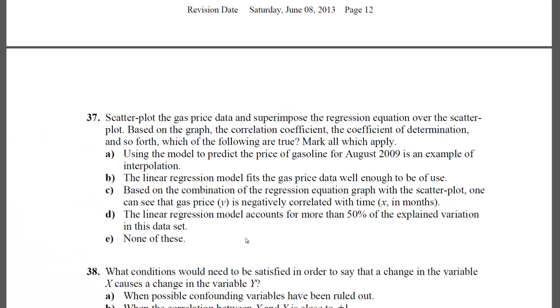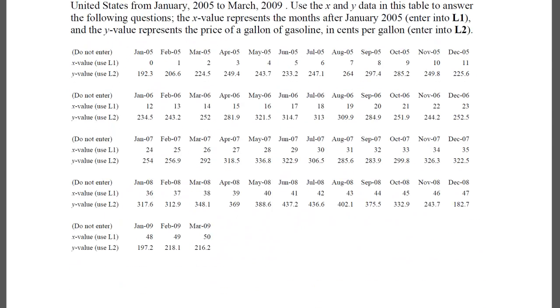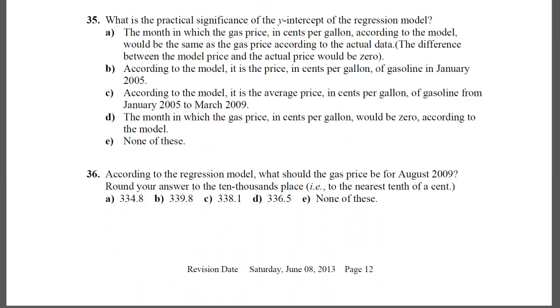And so let's see if that's correct. It said using the model to predict the price of gasoline for August, that's interpolation. That's false, because the data set stopped. You can see this right here. It stopped in March. And so we're outside of the data set in order to make that prediction. And so that is not interpolation. That is extrapolation.